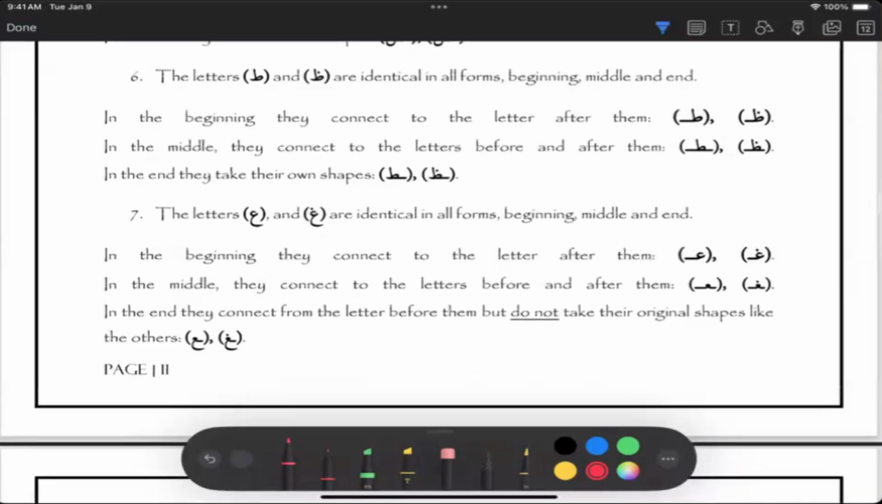In the beginning, they connect to the letter after them. In the middle, they connect to the letters before and after them. And in the end, they take their own shapes.